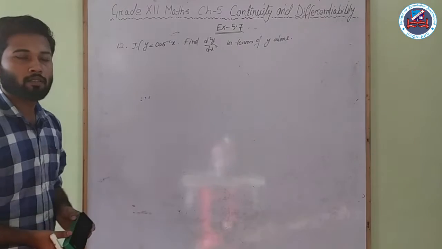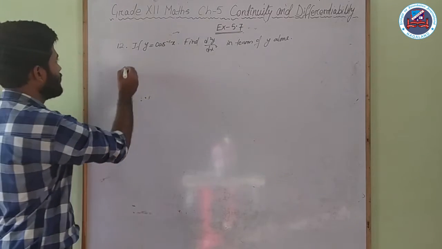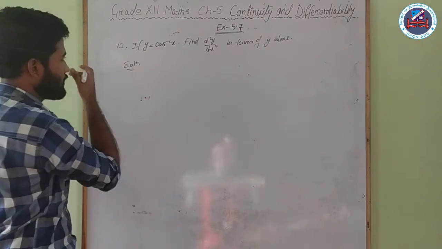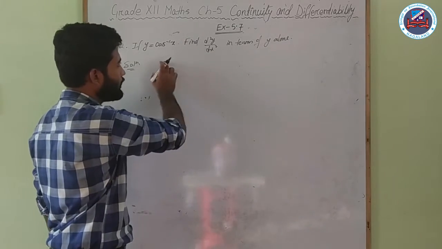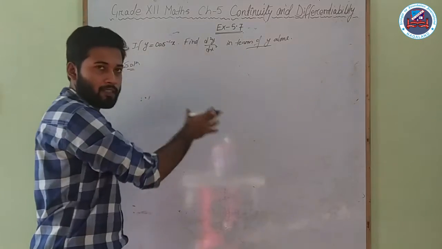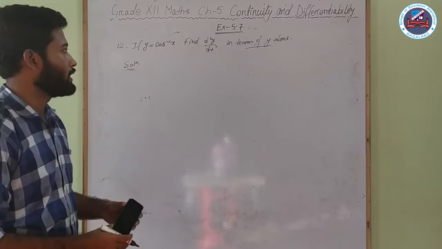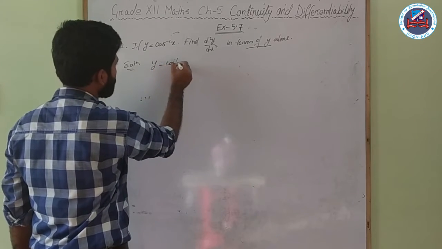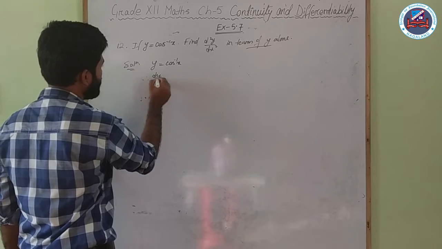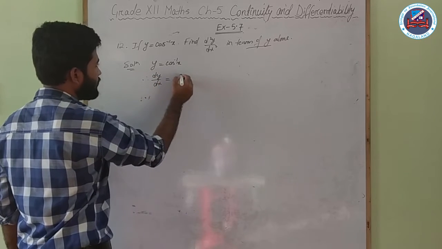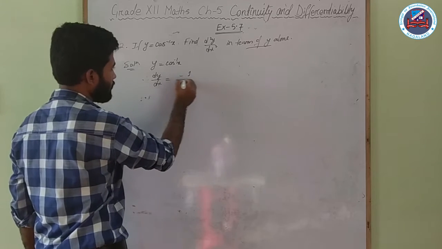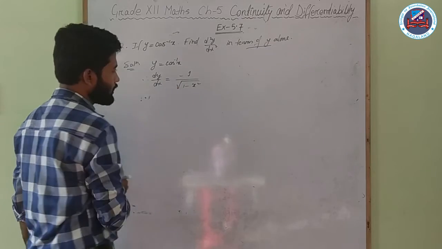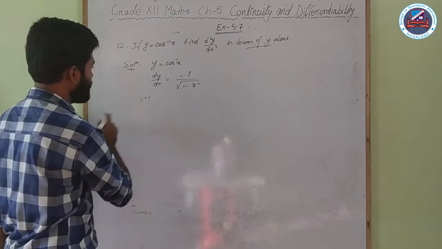Fine. So next we have question number 12. Here the function given is y is equal to cos inverse x. So we need to find the second derivative of y in terms of y alone. That means the last answer that will come, it will be in terms of y. Okay. Now let us see. Here y is equal to cos inverse x. Therefore dy by dx will be, we know the formula, that is minus 1 by root over 1 minus x squared, isn't it? That is the derivative of cos inverse x.